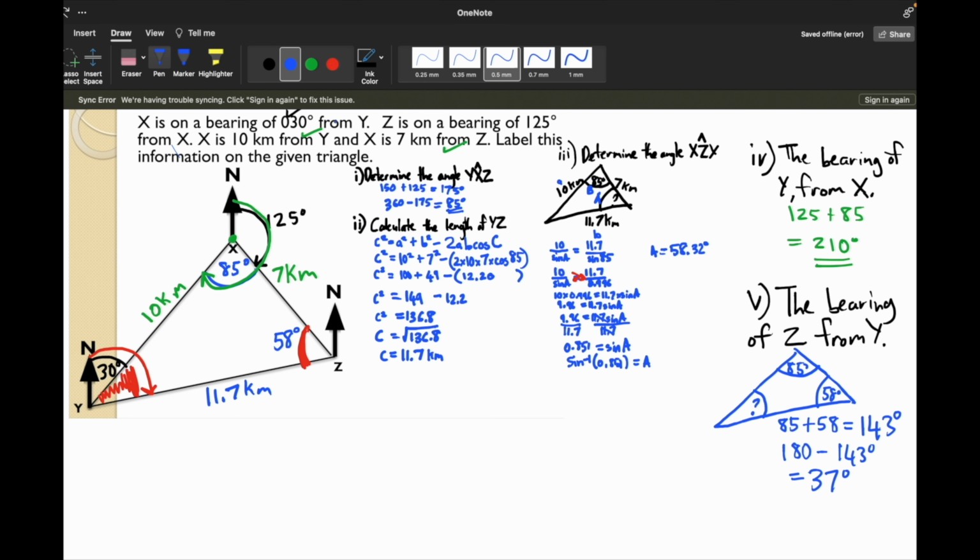So if inside here is 37, let me take this out now and put that inside here is 37. So if inside here is 37, what would the bearing be? 67. So the bearing is 30 plus 37, which is equal to 67 degrees.